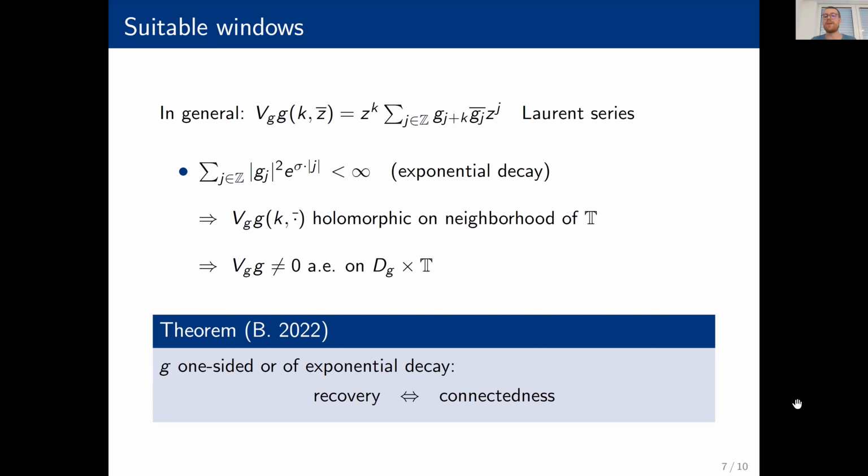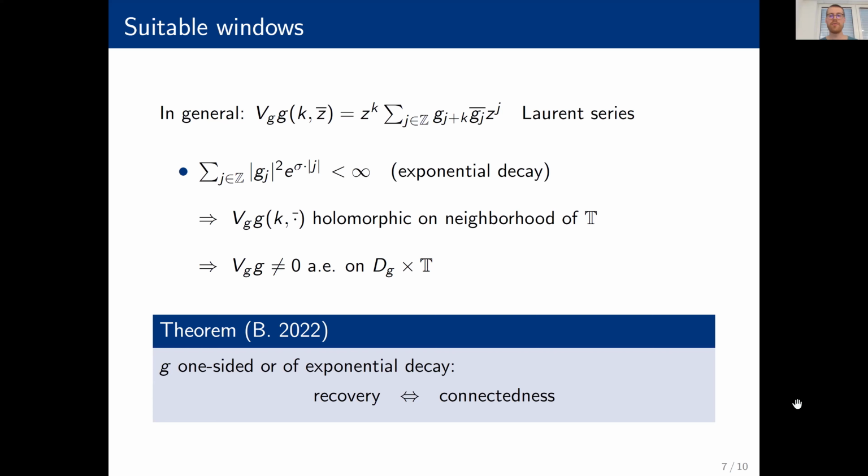But this is just something, again, which involves not the support of G, but only the absolute value of G. So this is, again, not much we need to know. And this is what makes this criterion very easy to check.